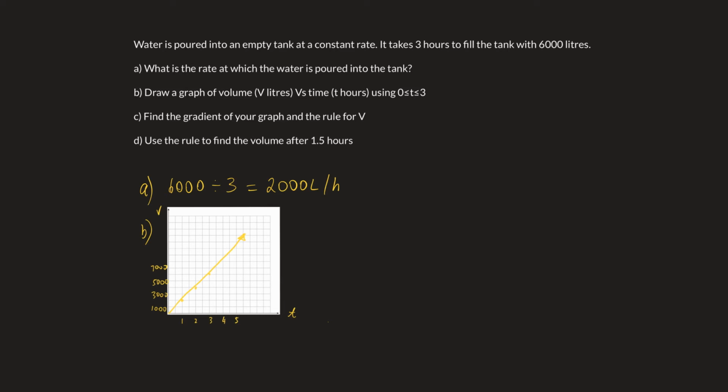And for part C, find the gradient of your graph and rule for V. So if we look at the gradient, it's 2,000, our rise is 2,000, our run is 1. So the gradient is going to be 2,000. So therefore, our rule is going to be the volume equals 2,000 multiplied by T.